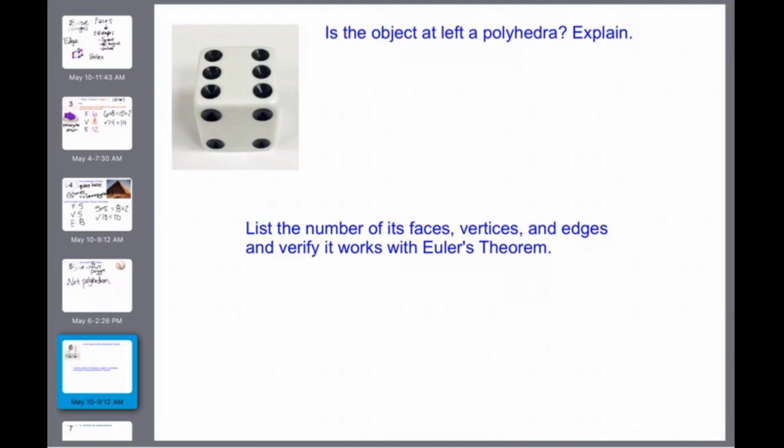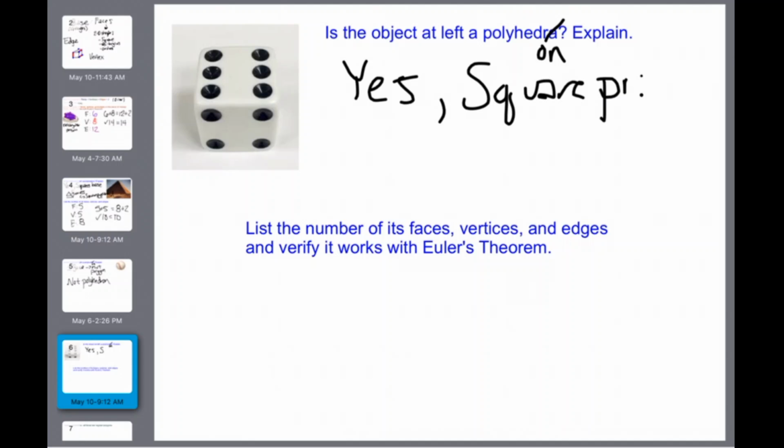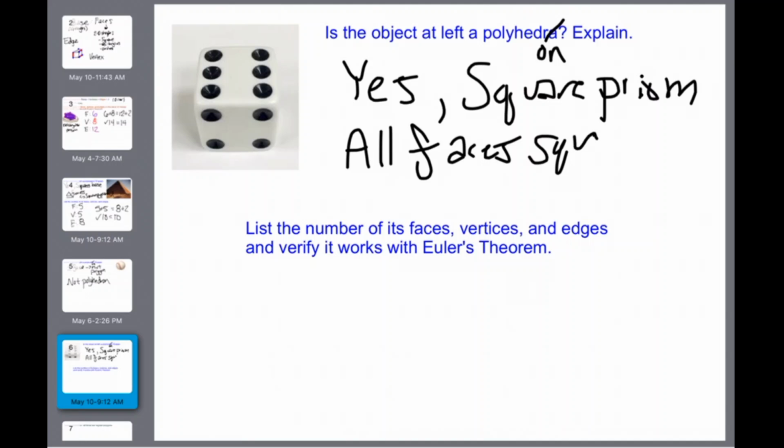All right, so we're going to take a look at this, and this is in fact a polyhedron. So yes, and we can describe this as a square prism, but basically all of its faces are squares on this die.